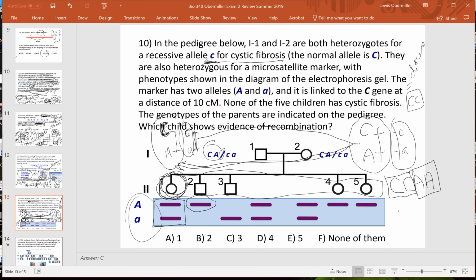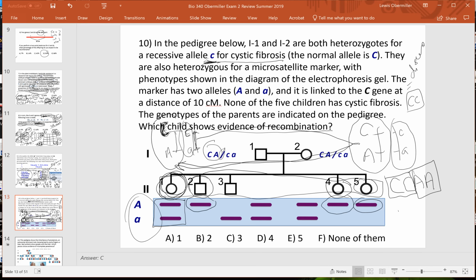Remember, we can't tell the difference because the gel's only determined by size. So if they're identical, then we only get one line. And this individual would have that. In fact, these are also big A, and big A, right? So which child shows evidence of recombination?